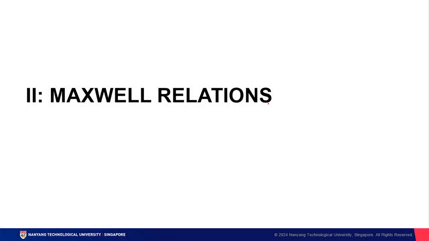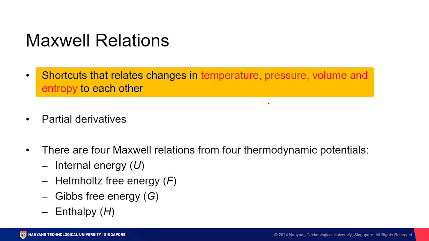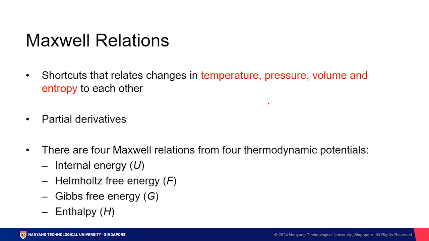Here in section 2, I want to introduce you to Maxwell relations. What are Maxwell relations? They are shortcuts that relate changes in temperature, pressure, volume, and entropy to each other. They are mathematically partial derivatives, and there are only 4 Maxwell relations, and they relate to the 4 thermodynamic potentials: internal energy, Helmholtz free energy, Gibbs free energy, and enthalpy.